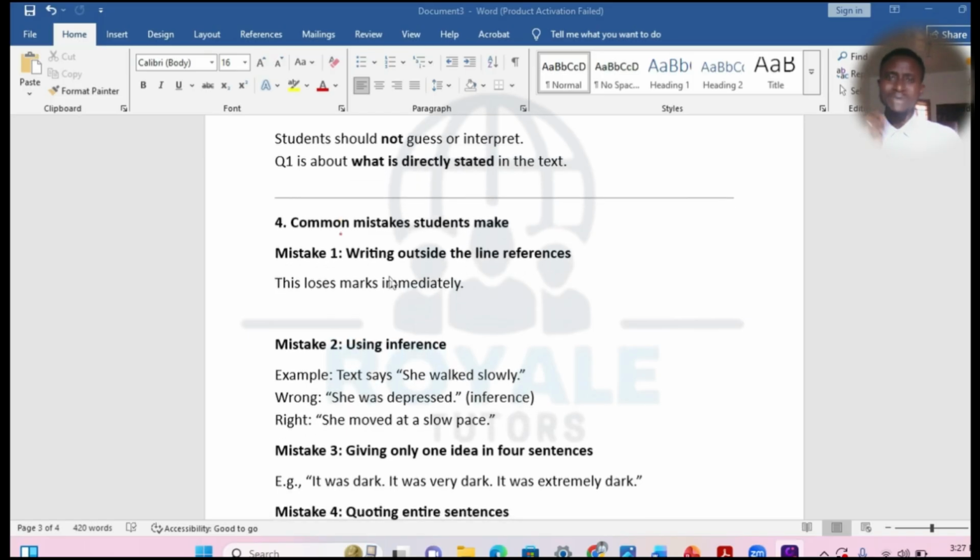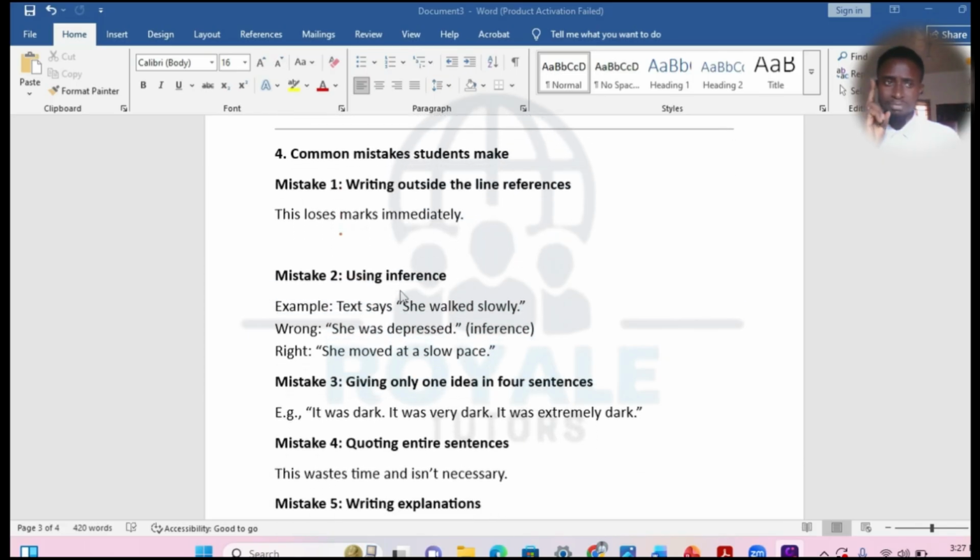One, writing outside the line references. I've mentioned this before, but I'm saying it again. This loses marks immediately. The moment your examiner finds out that your response is not from the given lines, let's say lines 1 to 5 or lines 1 to 6, your examiner would not even mark it at all. Mistake 2, using inference. I've mentioned that, but now let us see an example here.